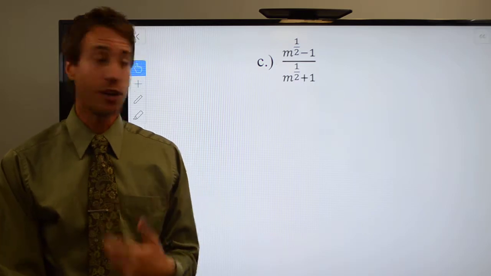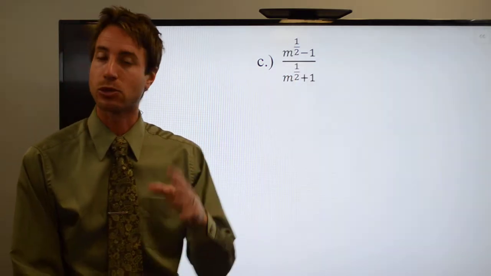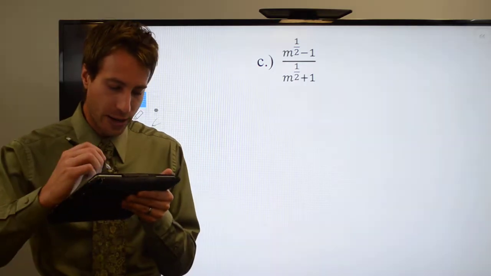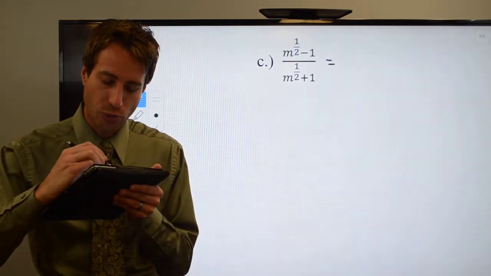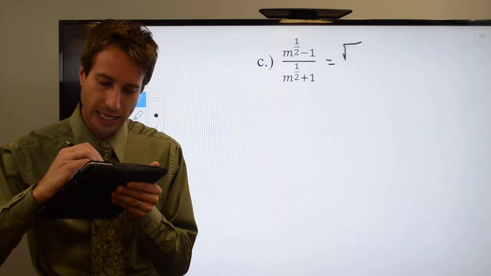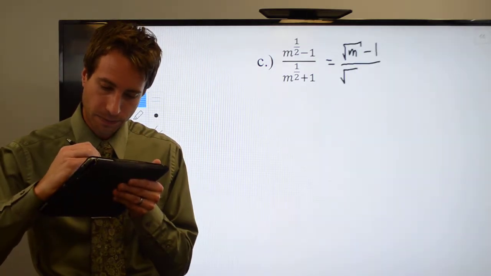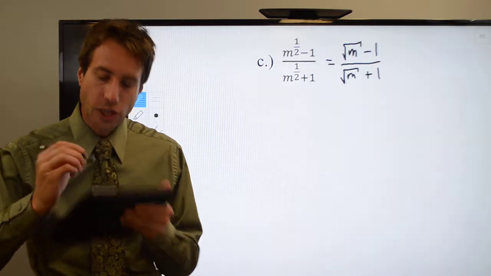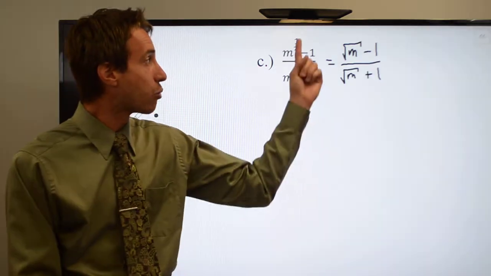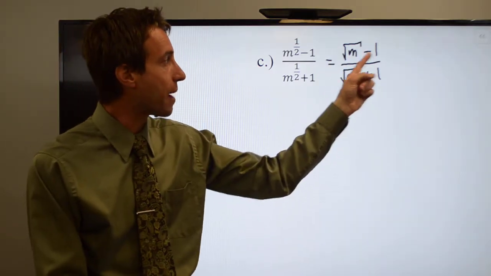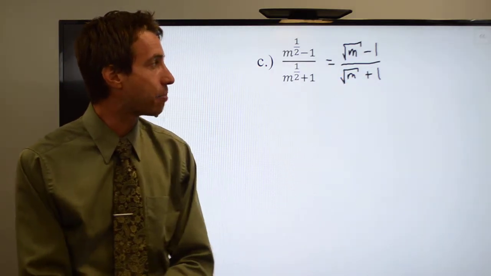But we know what the 1/2 power means. We now know the 1/2 power just simply means a square root. So let's go ahead and rewrite this, and then you should recognize it as something we did in the previous section. So I rewrite this guy so that my rational exponents are now radicals. This would be the square root of m minus 1 and the square root of m plus 1.